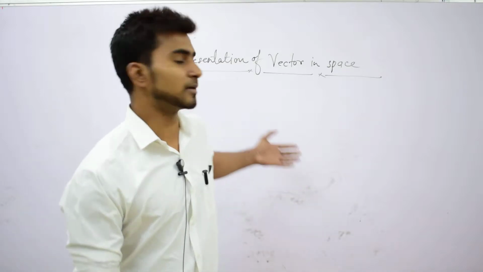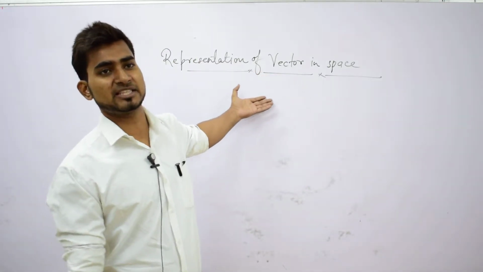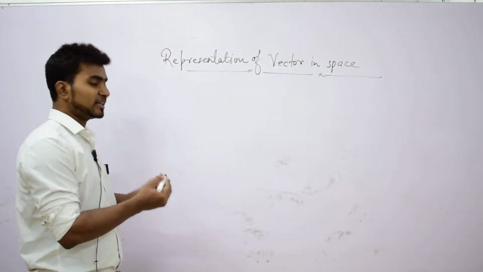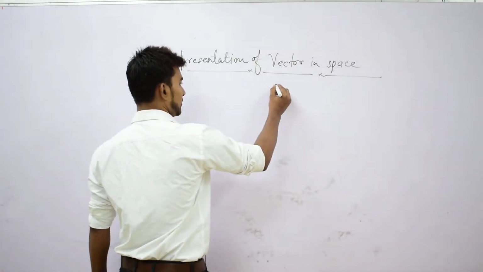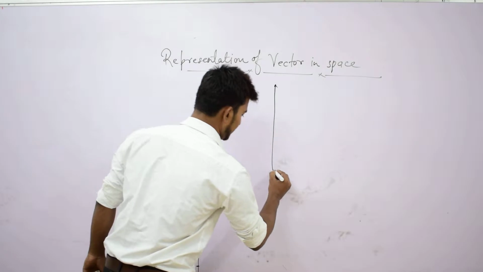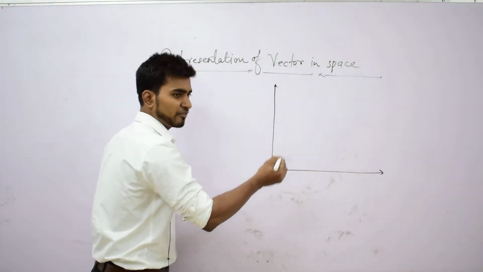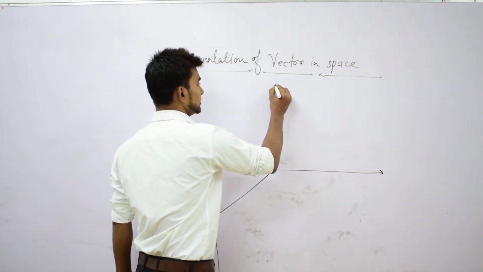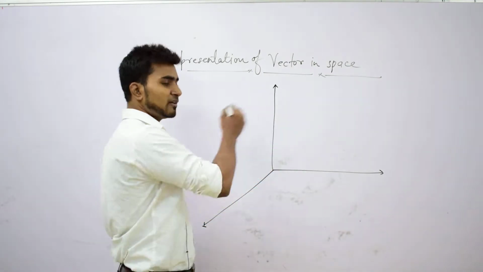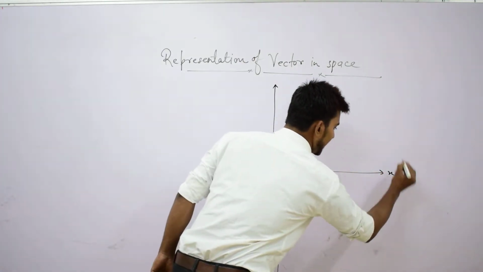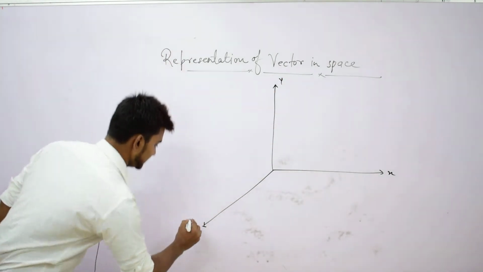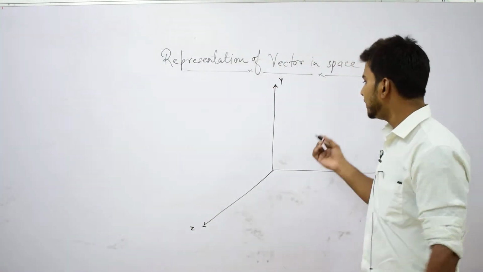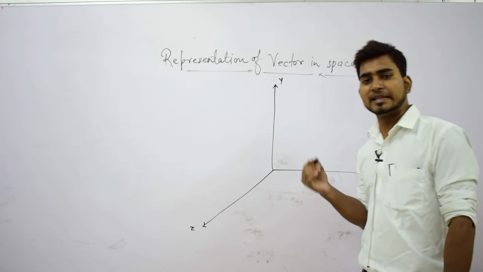Good evening class. In this segment I am going to explain how a vector can be expressed in space. In the coordinate system we take a frame of reference in which the rectangular components are there. This is our x axis, this is the y axis, and this is the z axis.